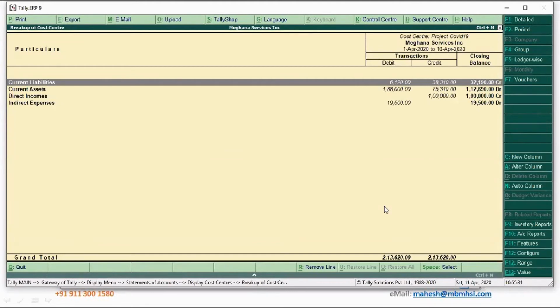Okay, how much of debit and how much of credit? So debit and credit are matching because for every ledger, every transaction, for both debit and credit, cost centers are getting allocated. So in fact, I can draw a balance sheet for a project by using this. And I could draw a profit and loss account for a project by using this.